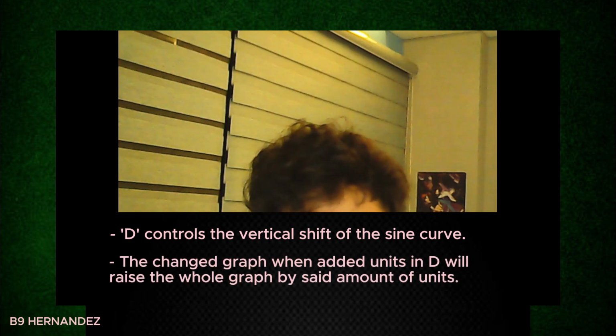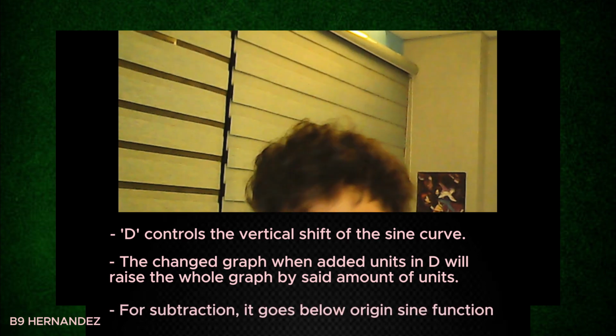What if d changed in f of x equals sine of x plus 5? The change in c is similar to the change in d, but the difference is that d controls the vertical shift of the sine curve, where the sine function graph has its origin, and the changed graph, when added units in d, will raise the whole graph by said amount of units. Same for subtraction. It goes below the origin sine function.